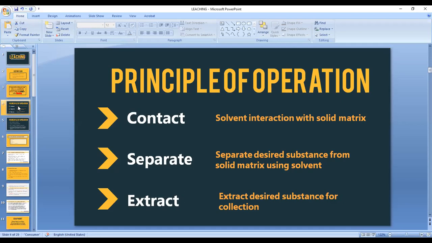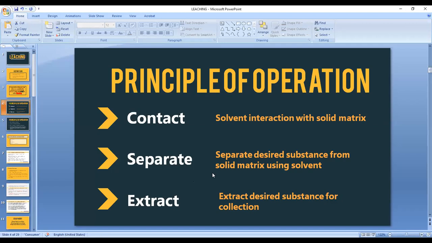A special leaching process when an undesirable component is removed from a solid with water is simply called washing. And the principle of operation for leaching is there is a need for contacting the solvent with the solid matrix, then separating the desired substance from the solid matrix using the solvent, and then extracting the desired substance from the solvent that carries it. So we contact the solvent to the solid. The solvent takes out the component from the solid matrix, and since it's already in the solvent, then we separate by extraction the solute that was taken from the solid matrix.